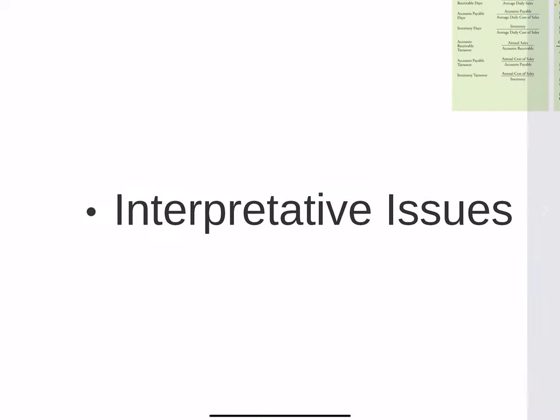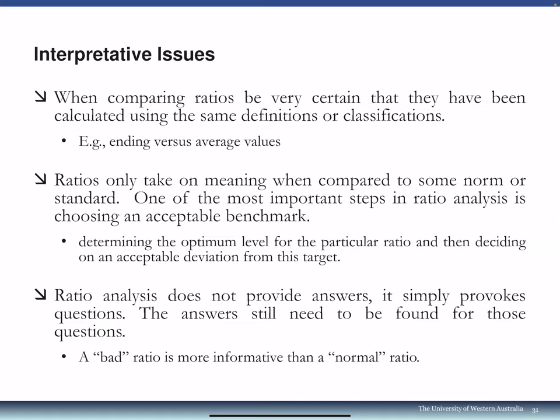And there are a number of interpretive issues. When comparing ratios, you have to be very certain that they have been calculated using the same definitions or classification, for example, ending value versus average values. And ratios only take on meaning when compared to some norm or standard. One of the most important steps in ratio analysis is choosing an acceptable benchmark, which means determining the optimal level for the particular ratio and then deciding on an acceptable deviation from this target. Say you believe the ratio should be 5.2, you should then think about what is the acceptable range for that ratio, which could be from 4.8 to 6.5, before it actually sounds the alert.